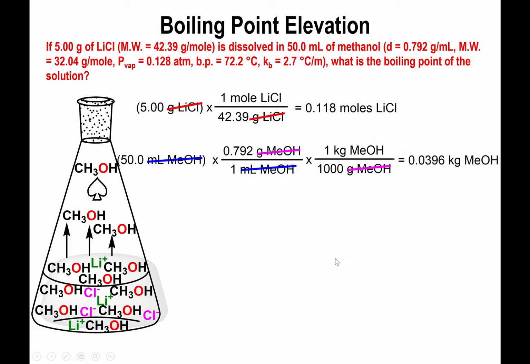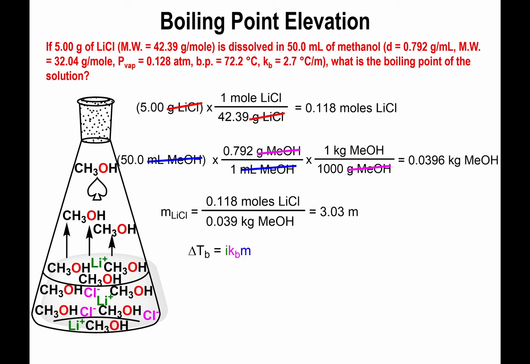This will provide you with the kilograms. Now you can calculate the molality. Okay, in order to do that, we divide the 0.118 moles of solute by the 0.039 kilograms of solvent, and it should be 0.0396 kilograms. In this case, we're talking about a molality of 3.03.